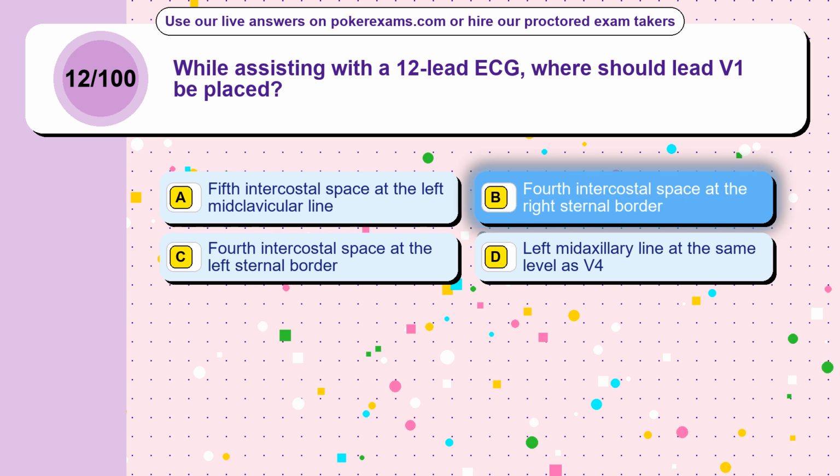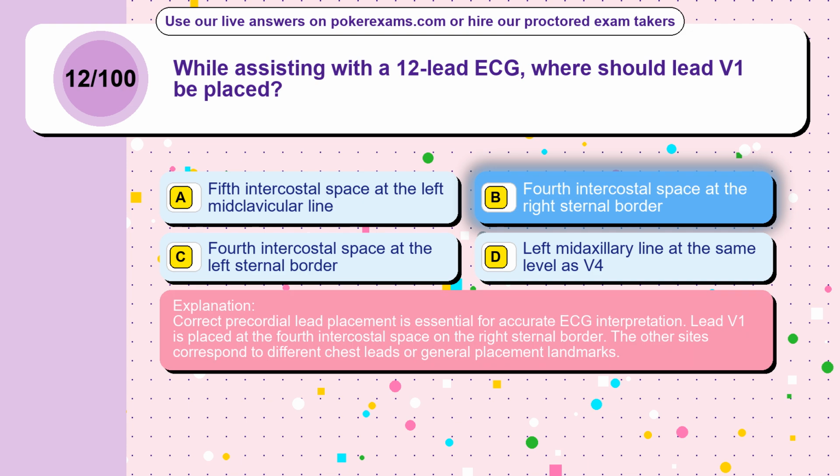The correct answer is option B. 4th intercostal space at the right sternal border. Correct precordial lead placement is essential for accurate ECG interpretation. Lead V1 is placed at the 4th intercostal space on the right sternal border. The other sites correspond to different chest leads or general placement landmarks.